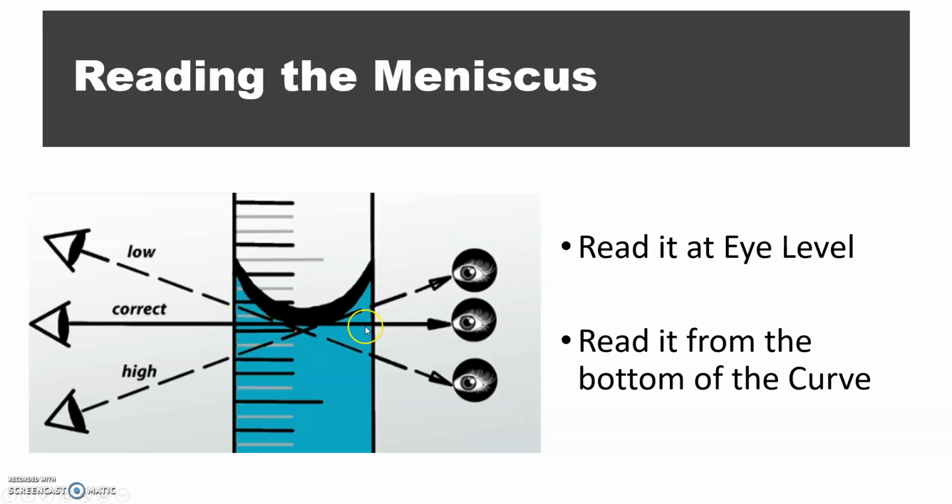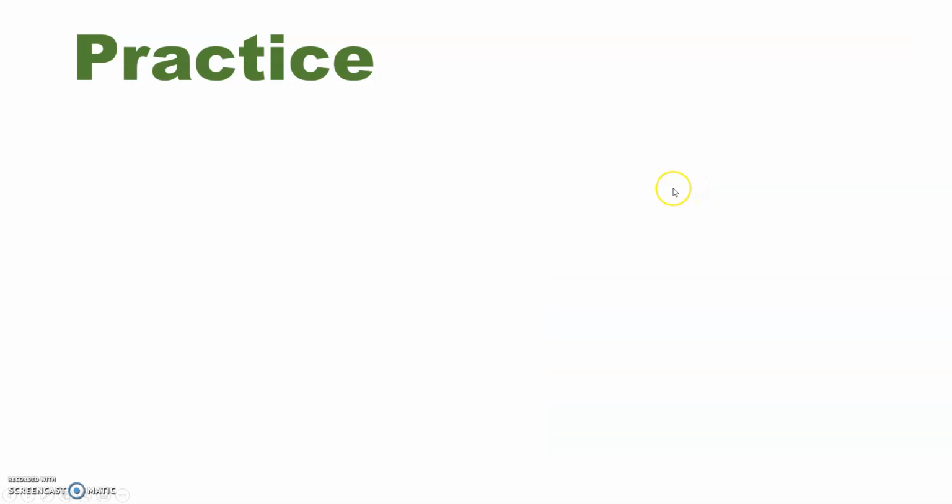Now, to read this, you always read it at the bottom. So the lowest point of the curve, where is that relative to the graduated marks on the container? If I were reading this, I need to read it at the bottom of the curve, and it needs to be at eye level. So make sure you get down at the same level as the meniscus and read it straight across. Don't read it from above. Don't read it from below, because you'll get high or low readings. And this will be on the test. So you need to know these two things: read it at eye level, read it from the bottom of the curve. The other thing is you should always make sure that you set your container on a level surface. That's kind of a third one that's not mentioned as much.